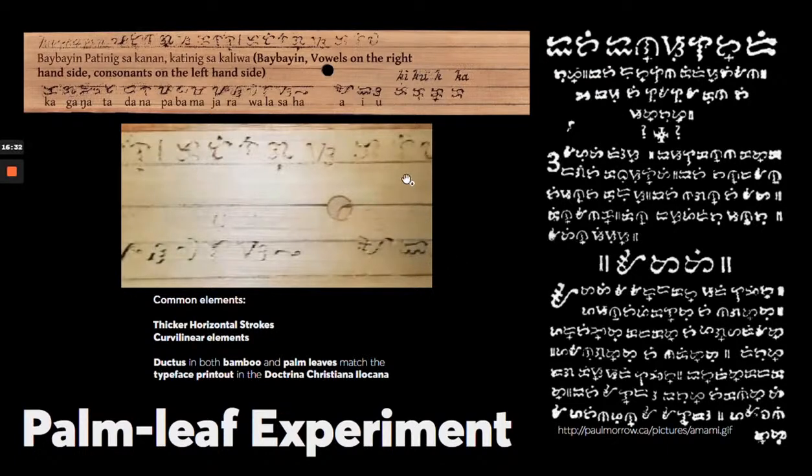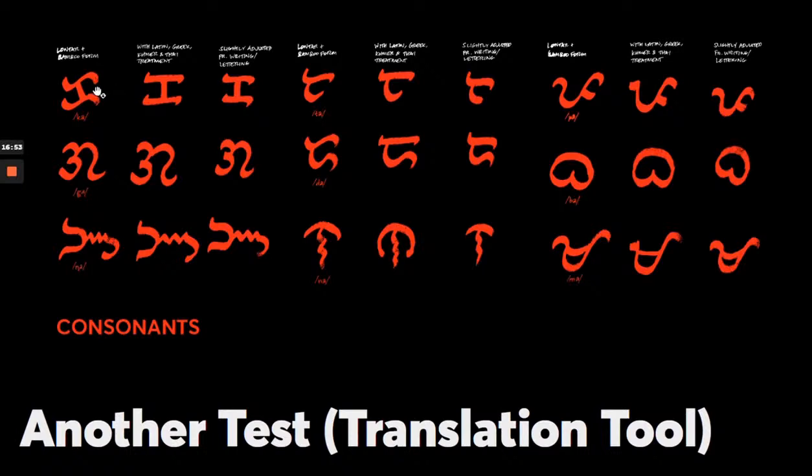In this exercise, what I was able to find was that the horizontals are thicker and the elements are curvilinear. And these ductus match. So given this, I experimented with another translation tool.